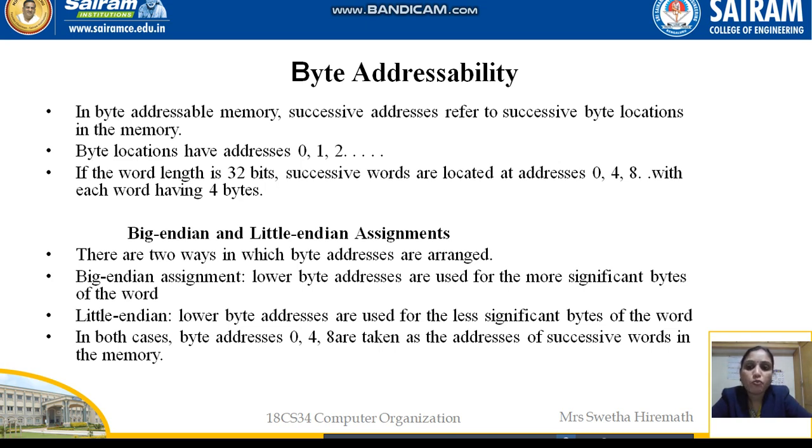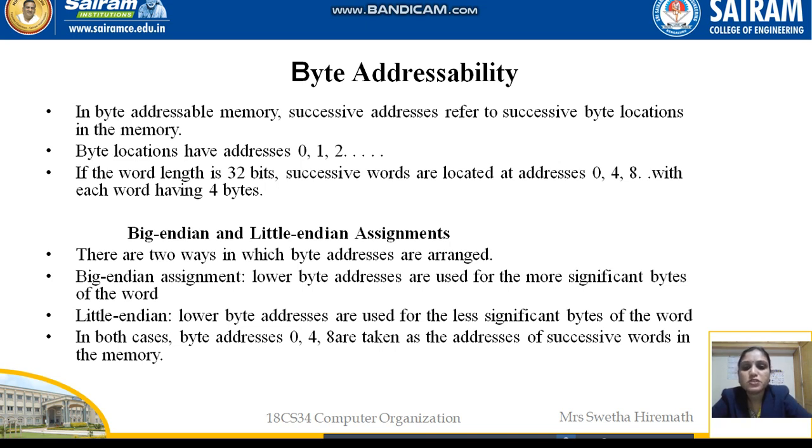So depending on how many bytes each word has, the successive words will be located at the corresponding addresses. How will these words be located? It may be one of two forms, either big endian assignment or little endian assignment. We will see the difference between big endian and little endian assignments.